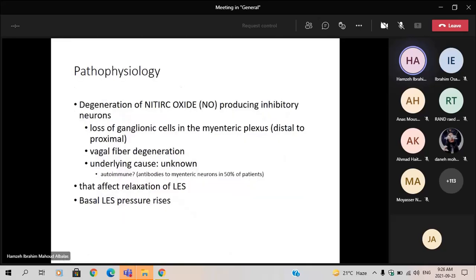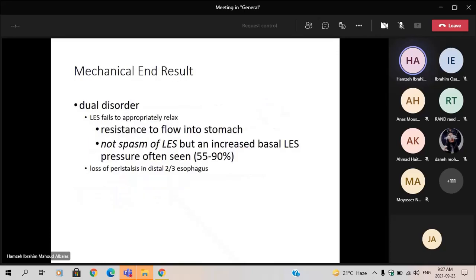Pathophysiology may be due to degeneration, with loss of nitric oxide-producing inhibitory neurons, or loss of ganglionic cells in the myenteric plexus. That affects relaxation of the lower esophagus and the basal lower esophageal pressure. So these are probably the most common causes leading to achalasia.